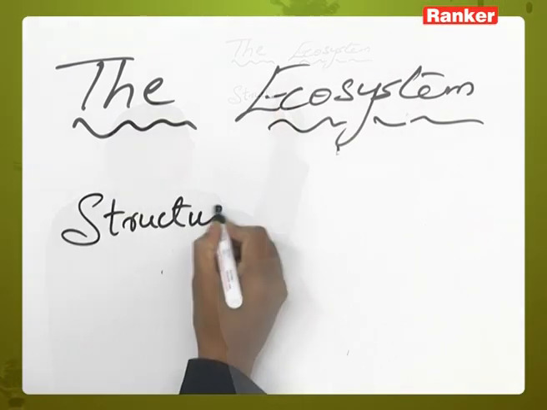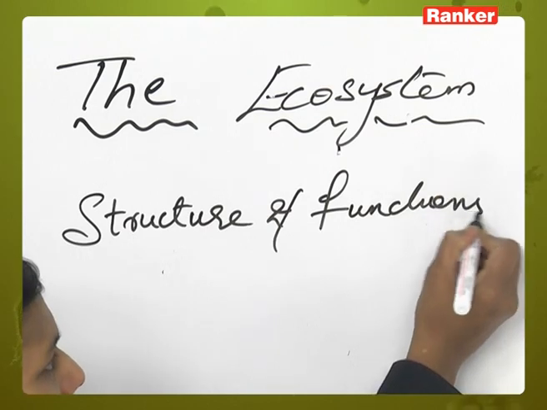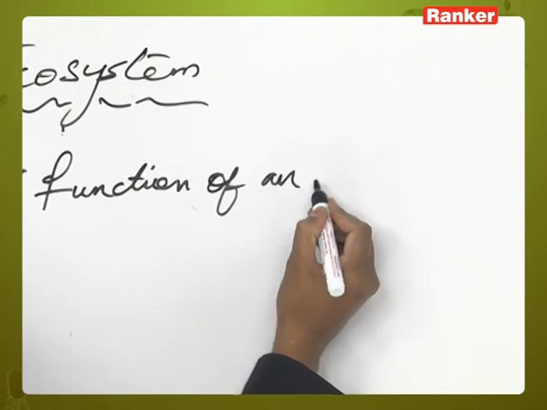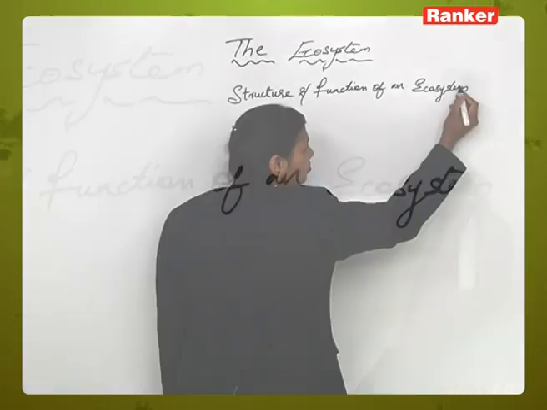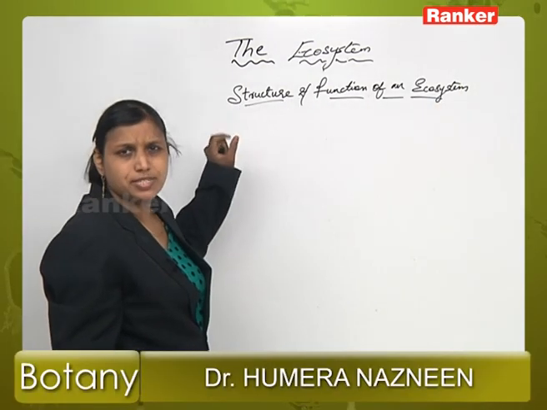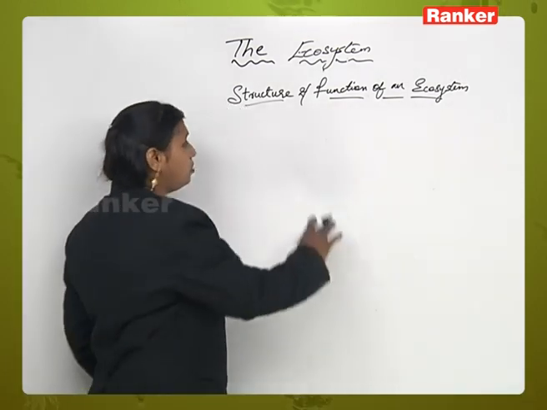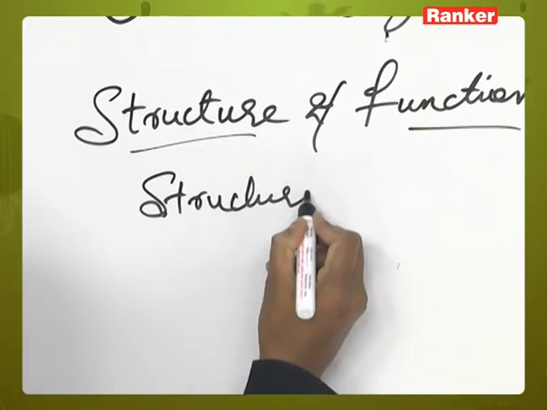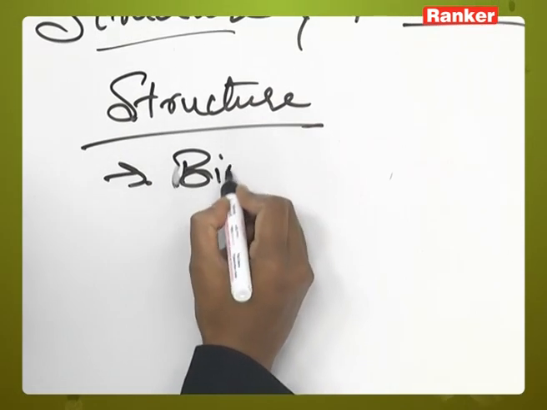Next one is structure and functions of an ecosystem. Now, Odum said that ecosystem is considered as the structural and functional unit of nature. Now, we will discuss how it can be possible. What comes up when we are talking in terms of structure? Okay. Now, point wise, in the first point, you will see the biological component.